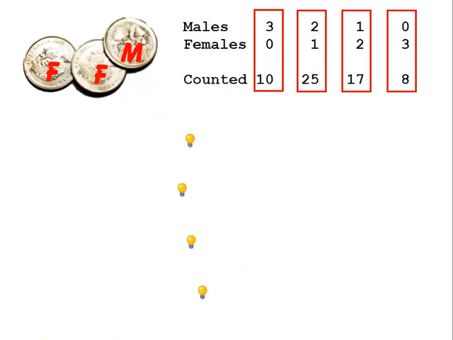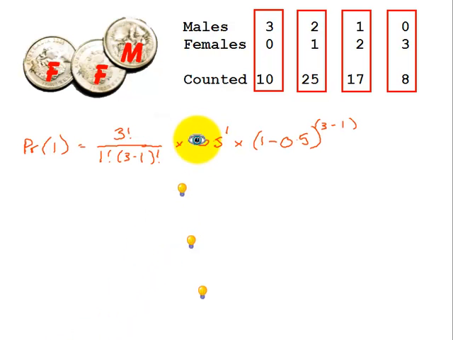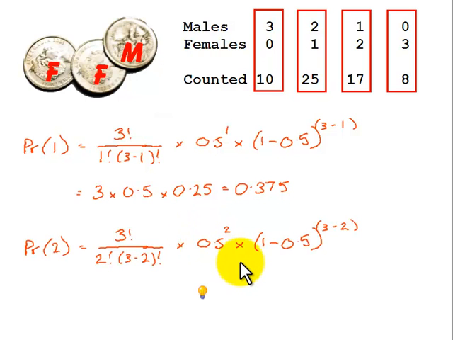Now, we can continue to work out the probabilities of the other sets of outcomes. So for the situation where we get 1 female, we simply change the value of R to be 1. So we've got 3 factorial over 1 factorial times 2 factorial, 0.5 to the power of 1 and 0.5 to the power of 2. So that's 3 times 0.5 times 0.25, 0.375, or 3/8. We can do the same for the next outcome, the chance of getting 2 females and 1 male. Now we've got 3 factorial over 2 factorial times 1 factorial, 0.5 to the power of 2, 0.5 to the power of 1, which is 3 times 0.25 times 0.5, or 0.375 again.